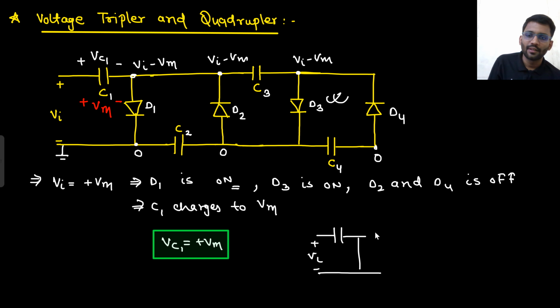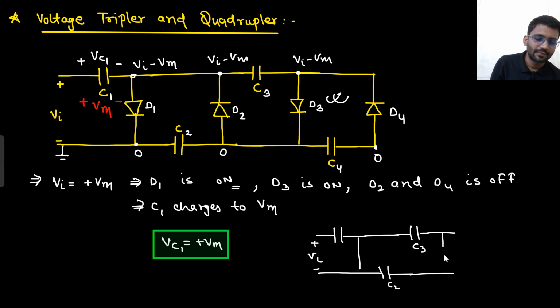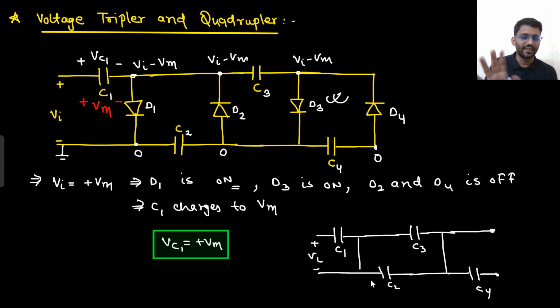This is your Vn. Now here there is capacitor C2, and this capacitor C3. D2 is off, it will not come in action. Then D3 is on, and D4 is off, so there is no use of it. Right? So this is open-ended. Now I am saying that this C1 is charged to plus Vm. That's all right. But C2 and C3 are closed in 0 potential. Both are closed in 0 potential.